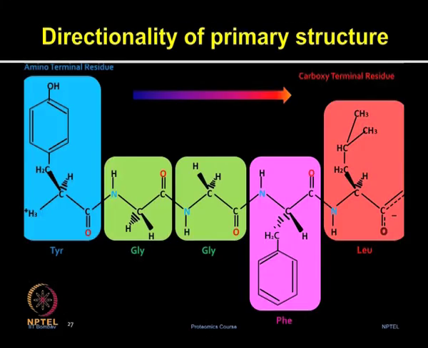Now, what is the directionality of primary structure? The polypeptide chain has polarity. So, one end is the alpha amino group and the other end is the alpha carboxyl group. The amino end marks the beginning of any polypeptide chain.